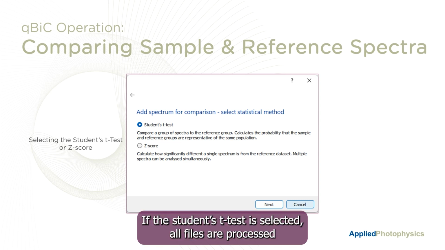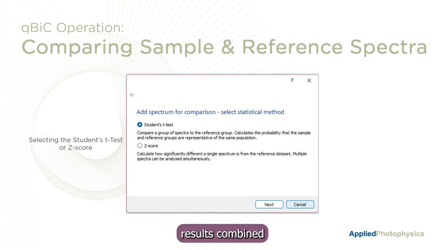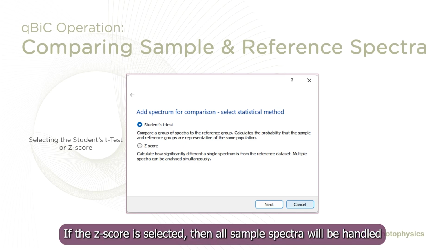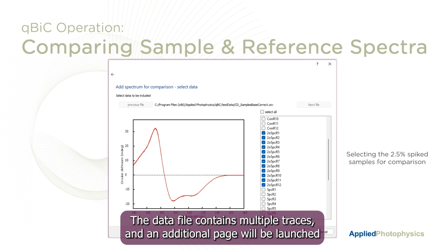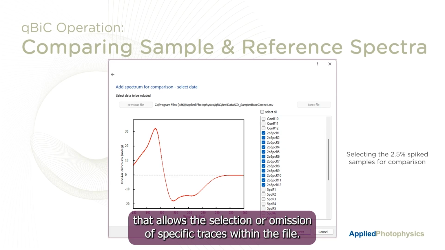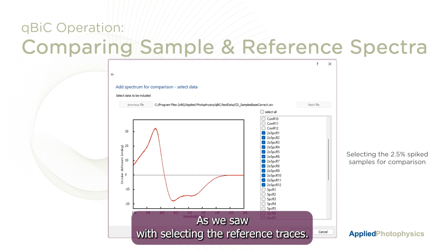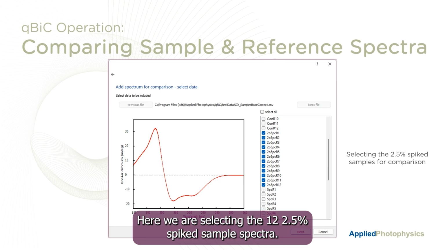If the student's t-test is selected, all files are processed and the results combined to give a single p-value. If the z-score is selected, then all sample spectra will be handled separately to give the equivalent number of similarity and z-scores. If the data file contains multiple traces, an additional page will be launched that allows the selection or omission of specific traces within the file, as we saw with selecting the reference traces. Here we are selecting the 12.5% spiked sample spectra.